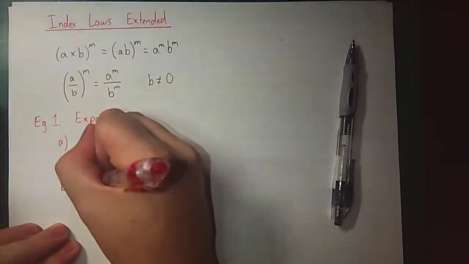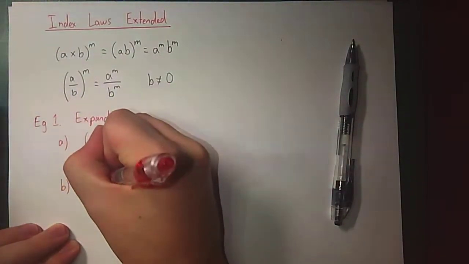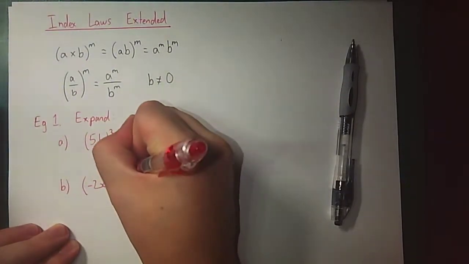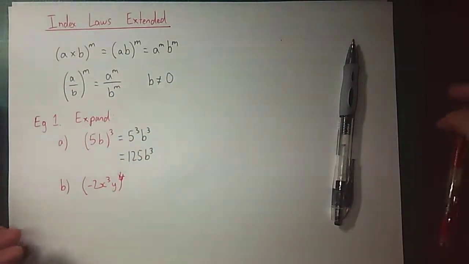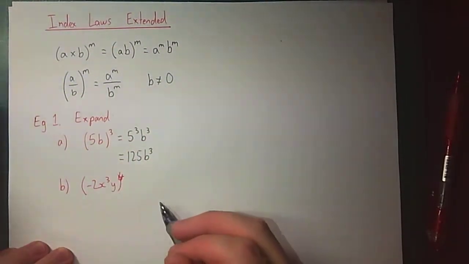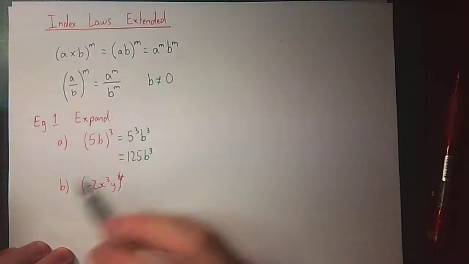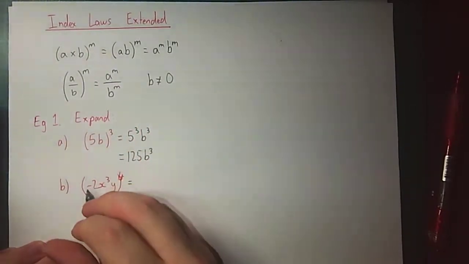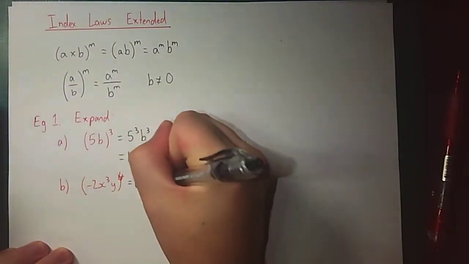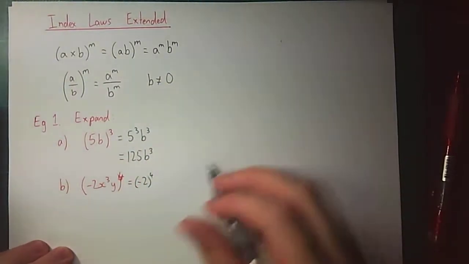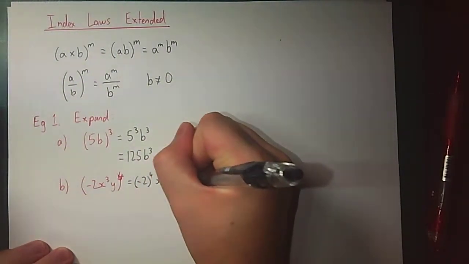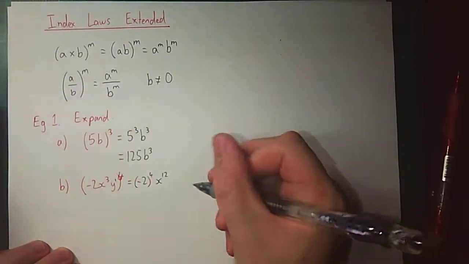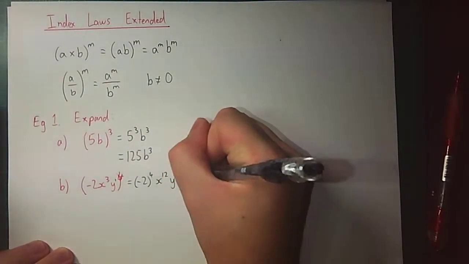Say we have something a bit more difficult, minus 2 x to the power of 3 y, all to the power of 4. Now in this situation, we're going to do it again, but remember, going back to the last video, we have to multiply these powers as we go. So we've got minus 2, and that's to the power of 4. Notice I put brackets in there, that's quite important. And then we've got x to the power of 3 times 4, which is x to the 12, and then y to the power of 1 times 4 is y to the power of 4.